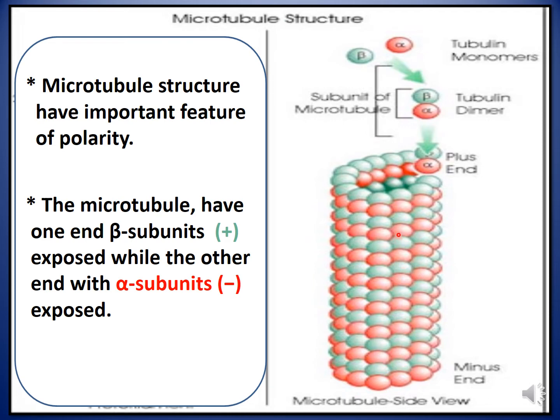The beta subunits designated plus and alpha subunits designated minus. وبالنتيجة الميكروتوبيولز have one end plus other end minus. وهذه اللي نقصد بيها بالبولاريتي.